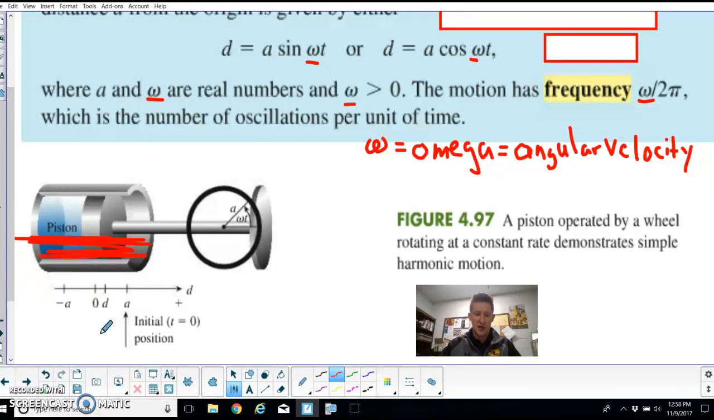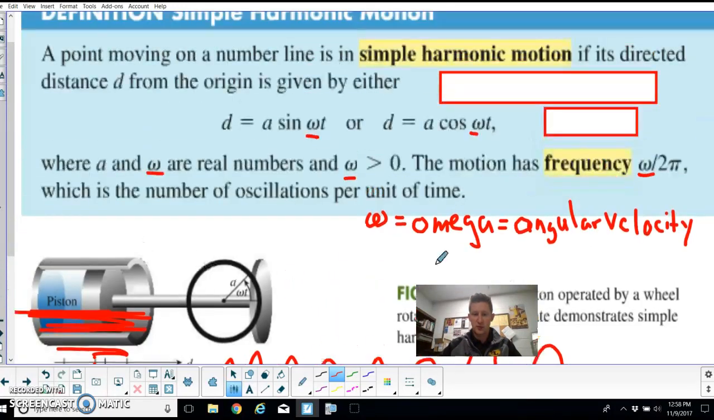It starts at 0, which would be the middle. Its initial position happens when t is equal to 0, so when I plug in 0, that's where the piston is at time 0. It's going to travel as far as a to the right and as far as negative a to the left, a being the amplitude. If you turn it on its side and graph it with respect to time, it looks like our nice sine or cosine curve.